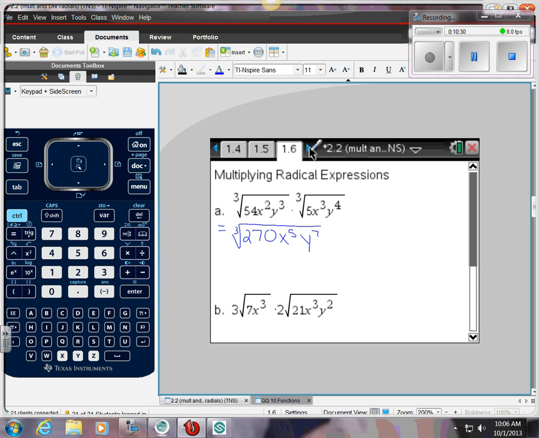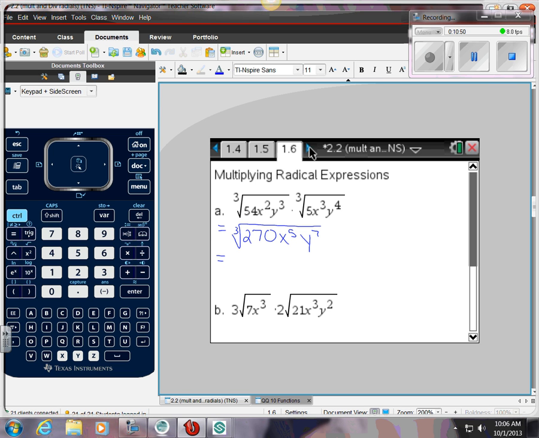A different index? Would there ever be a problem where there was a different index? No, you can't multiply if they don't have the same index. Okay? All right, so we're dealing with perfect cubes. So you should be able to look at that list and very quickly tell me what is the largest perfect cube that divides into 270? 27. Done. That was quick, right?